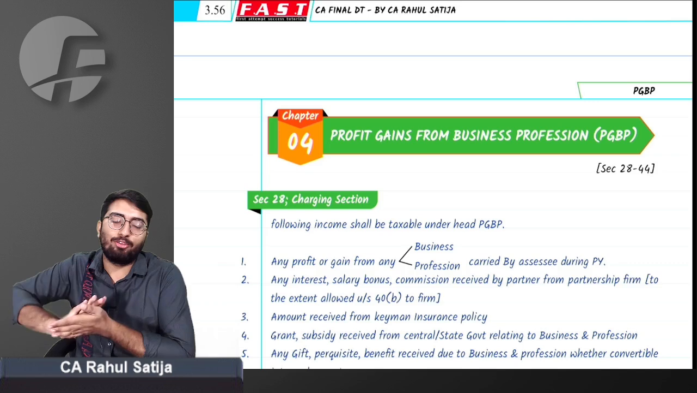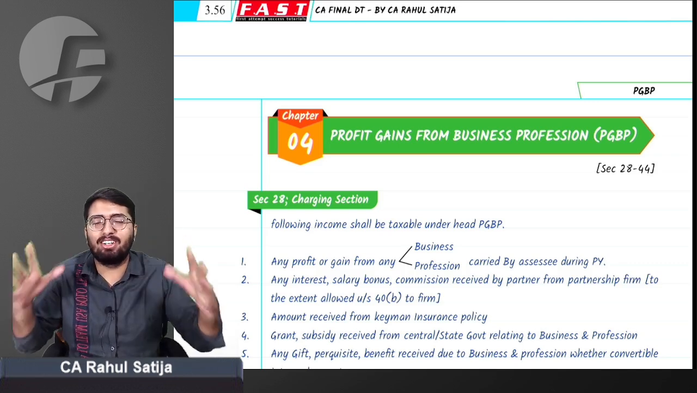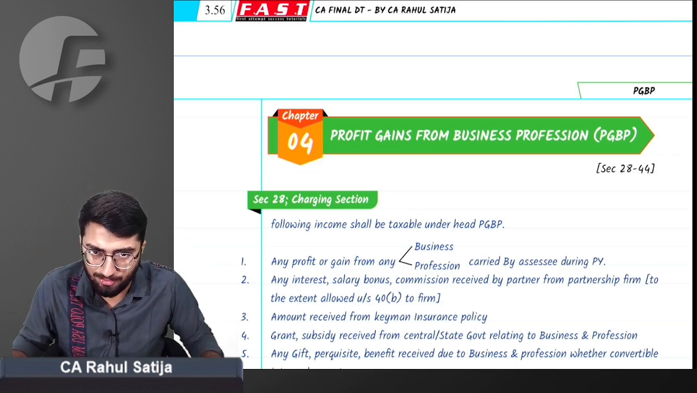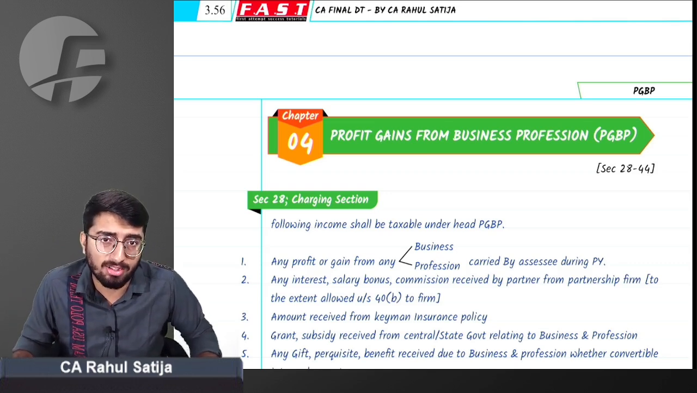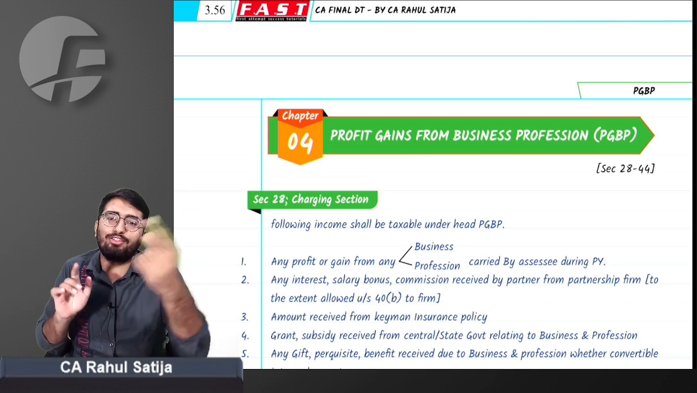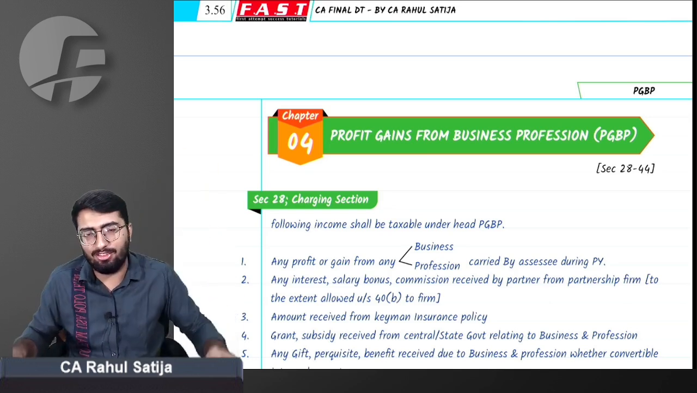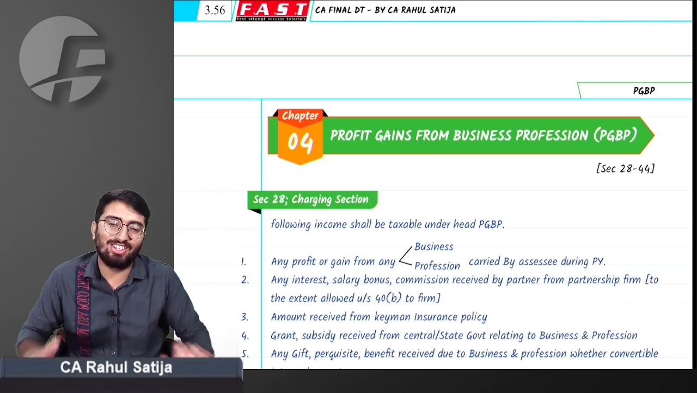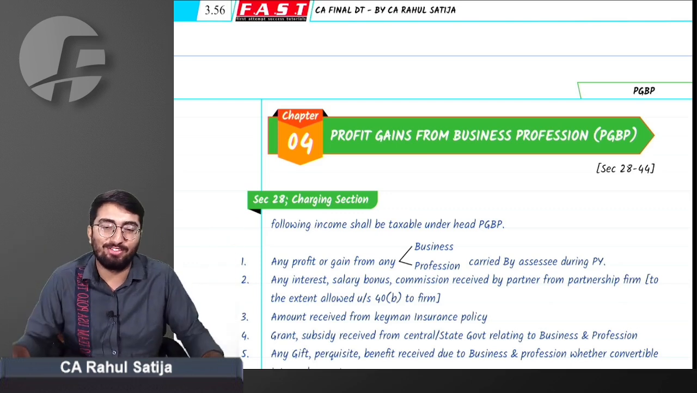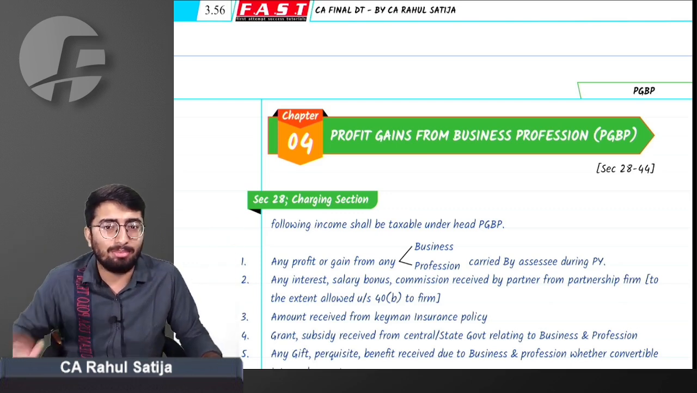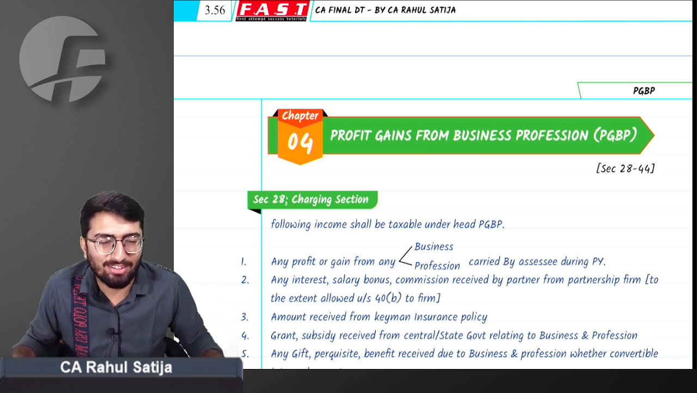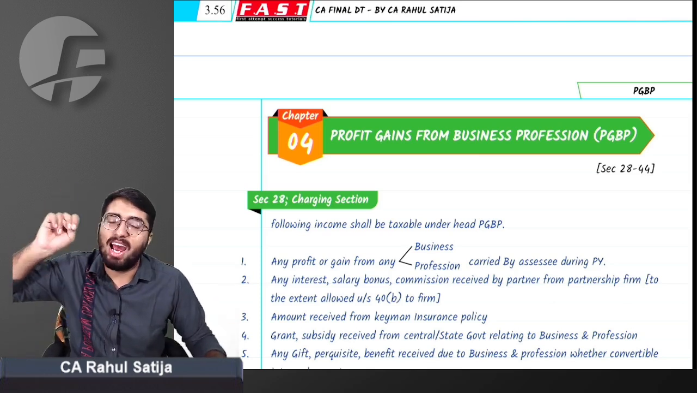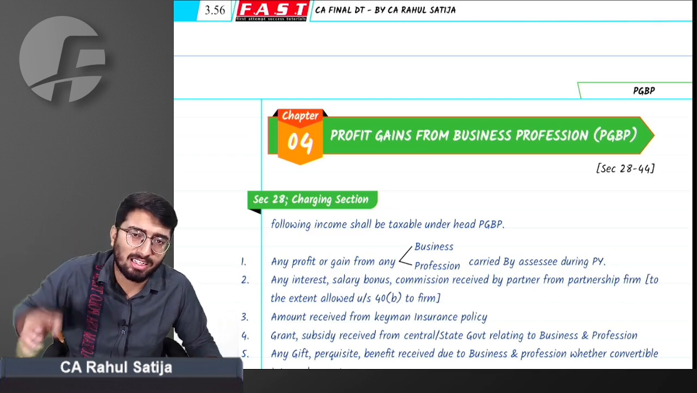Before going to break, we were done with the chapter IFOS. Now we have to start the next chapter, profit and gain from business and profession. Before starting, tell me, what was the charging section for capital gain? Section 45. What was the charging section for income from other sources? Section 56. For house property? Section 22, and the charging section for salary was section 16.